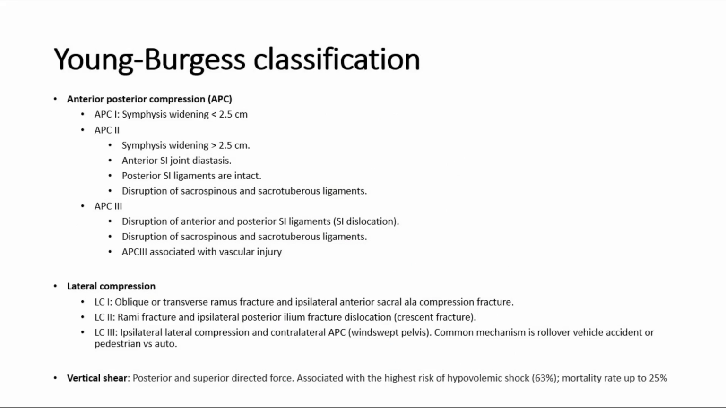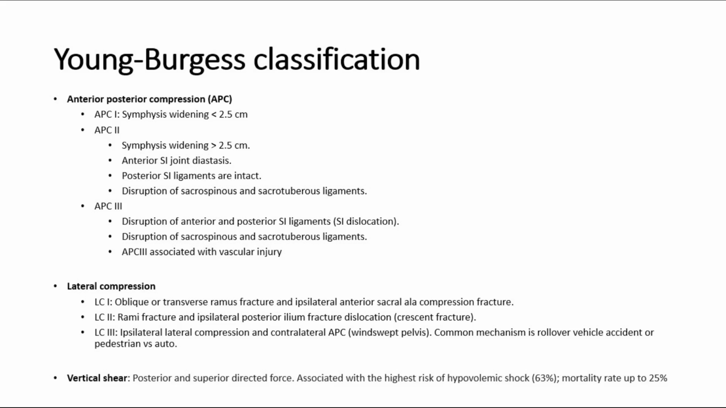For APC, anterior-posterior compression. APC1 is symphysis widening less than 2.5 cm. APC2 is symphysis widening more than 2.5 cm, anterior SI joint diastasis, posterior SI ligaments intact, or disruption of sacrospinous and sacrotuberous ligaments. APC3 includes disruption of anterior and posterior SI ligaments, disruption of sacrospinous and sacrotuberous ligaments, or association with vascular injury.